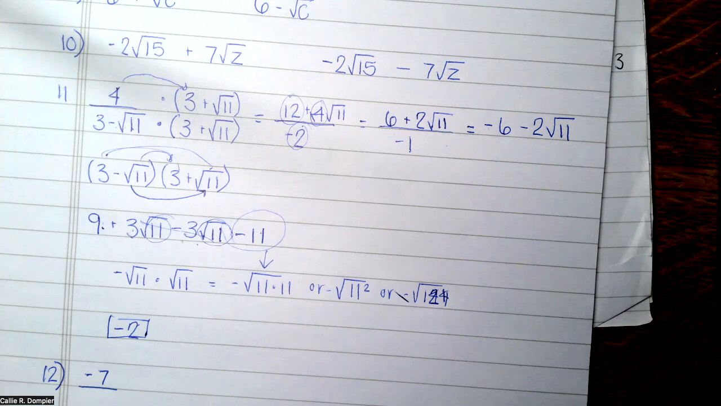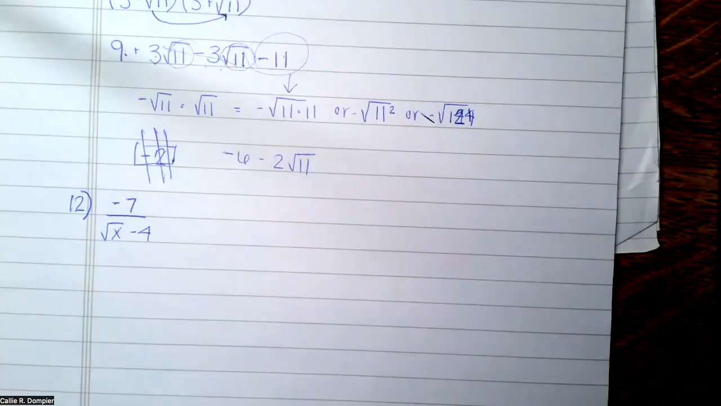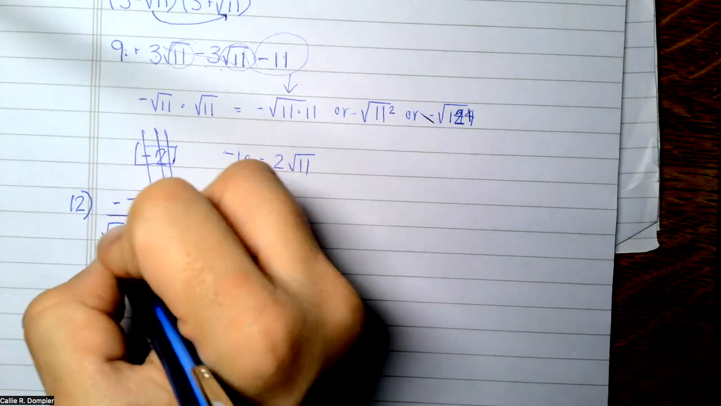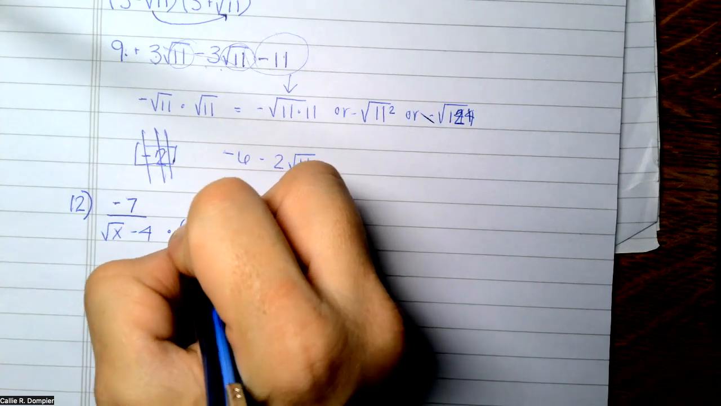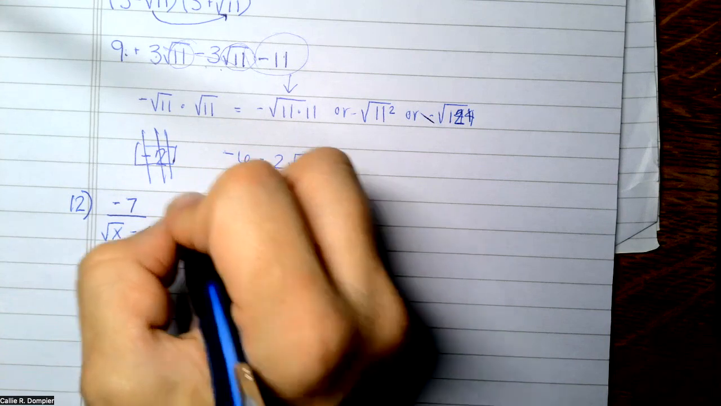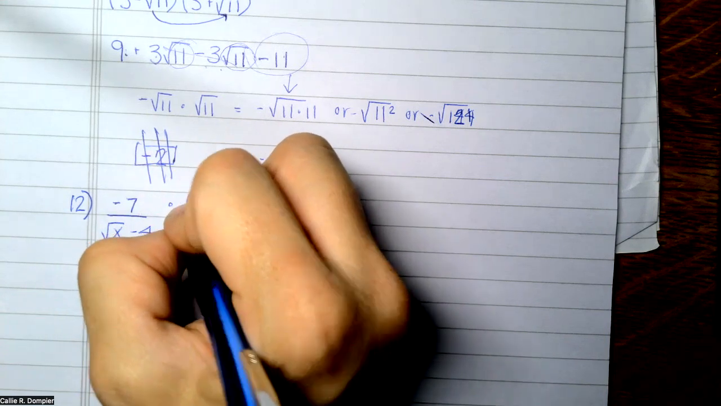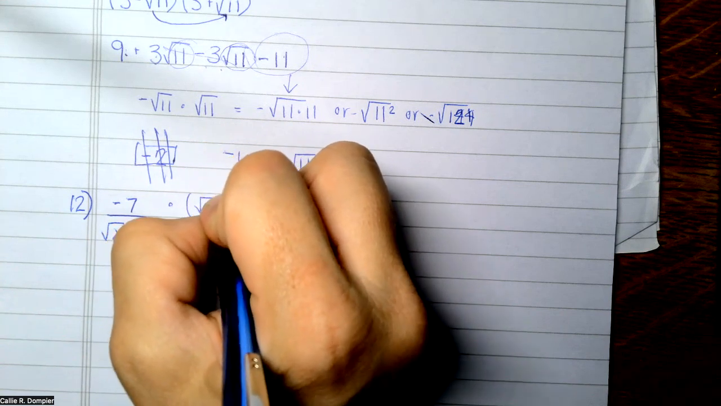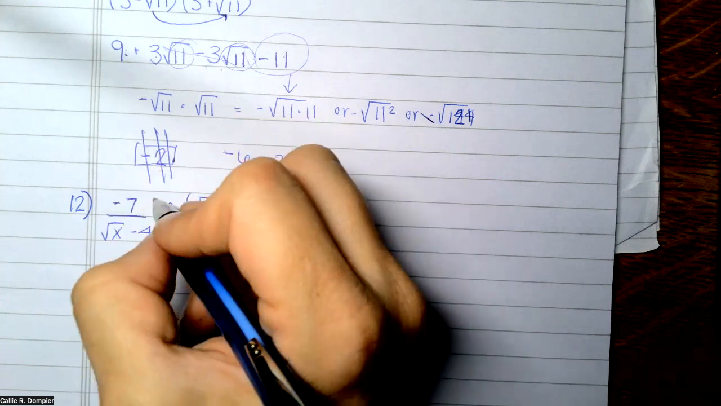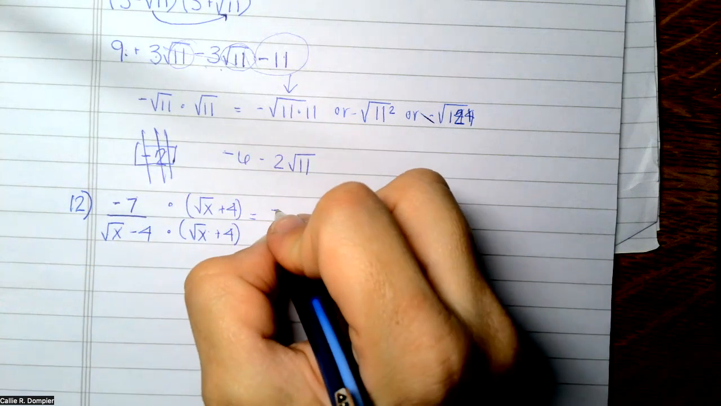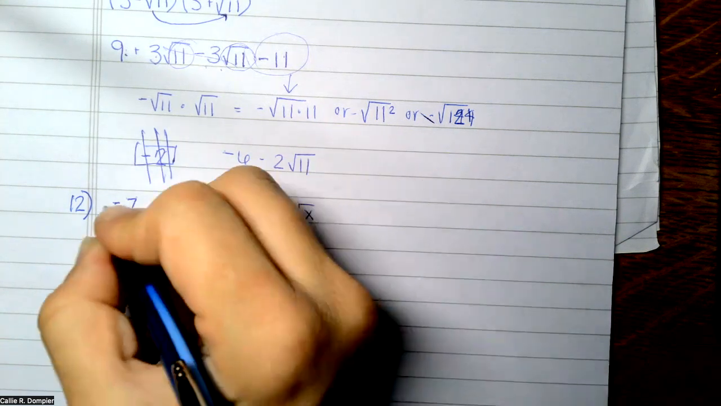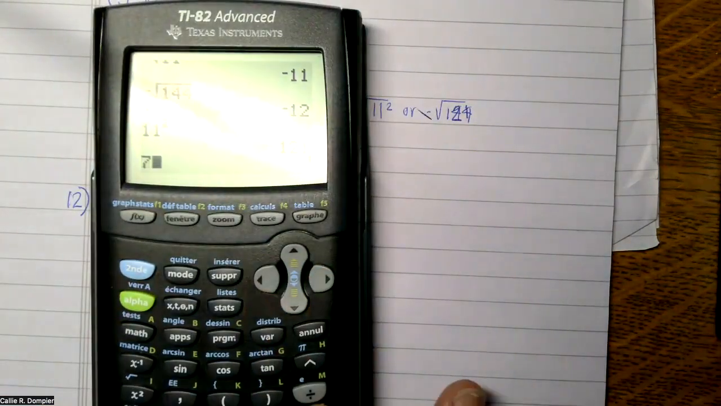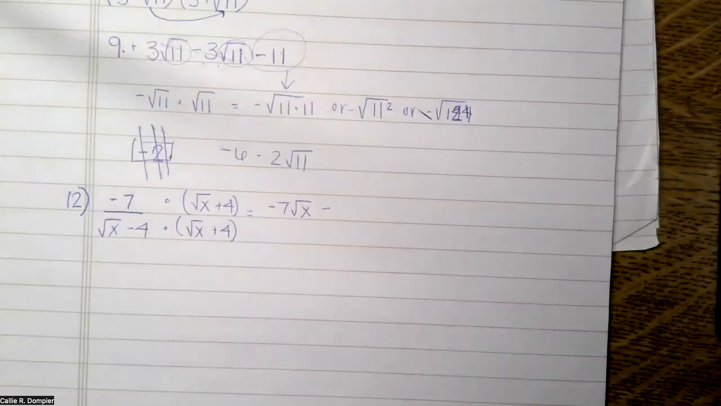I apologize. 12 is negative 7 divided by the square root of x minus 4. Let's see if I can do this one a little bit better. The conjugate of the square root of x minus 4 is the square root of x plus 4. The conjugate needs to be applied to both the bottom and the top. So I'm going to multiply negative 7 by that same thing. Negative 7 times the square root of x is negative 7 square root x. Negative 7 times 4 is negative, what's 7 times 4? 28.